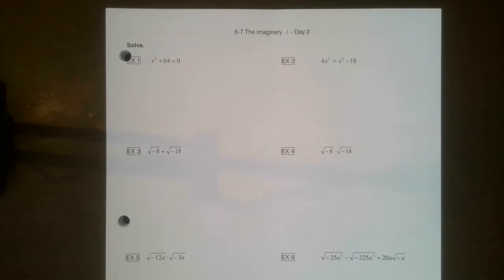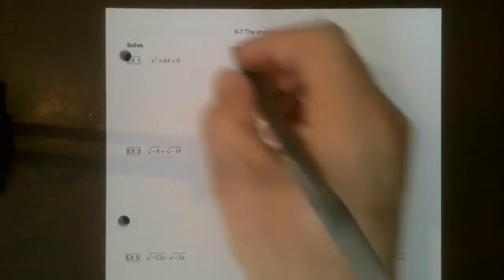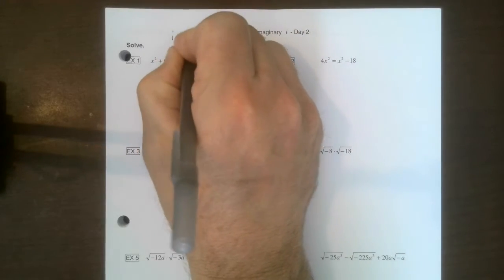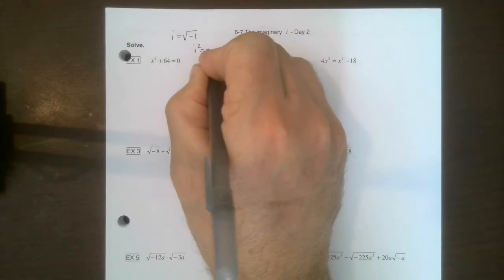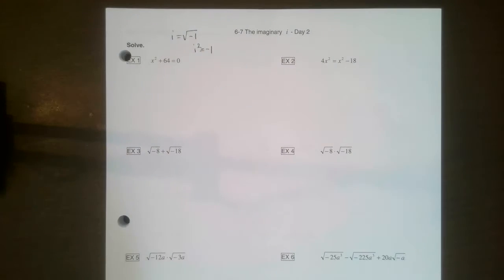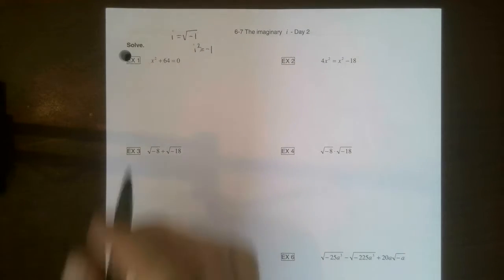6-7, imaginary letter i or number i, day 2. Remember, i equals the square root of -1, i squared equals -1. With that being said, here come some equations.